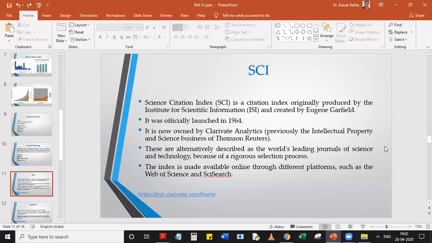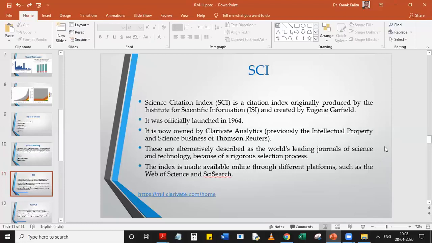So let's look at what SCI is. When I talk about SCI, I am also talking about SCIE. Both of them are not that independent; they are interrelated. So when I'm talking about SCI, I'm talking about SCI and SCIE in general. SCI stands for the Science Citation Index, and it was devised by a person called Eugene Garfield in 1964. Since then, SCI has been owned by the Clarivate Analytics Group, and Clarivate Analytics is owned by the Thomson Reuters Group.